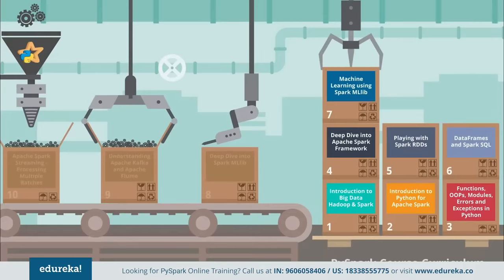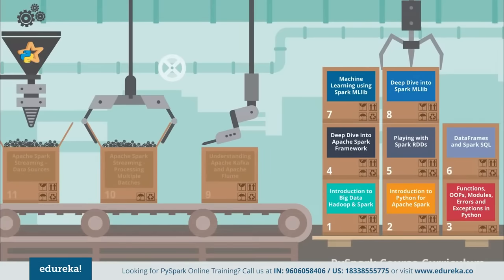Now, Module 7, which is Machine Learning using Spark MLlib. In this module, you will learn about why machine learning is needed, different machine learning techniques and algorithms, and their implementation using Spark MLlib. Now, the 8th module is a Deep Dive into Spark MLlib. In this module, you will be implementing various algorithms supported by the machine learning library, MLlib, such as linear regression, decision tree, random forest, and many more.